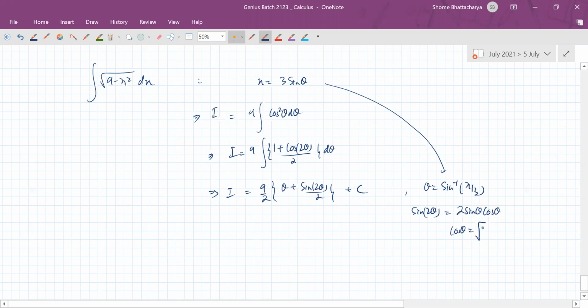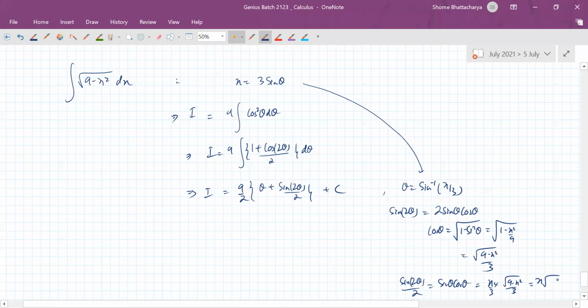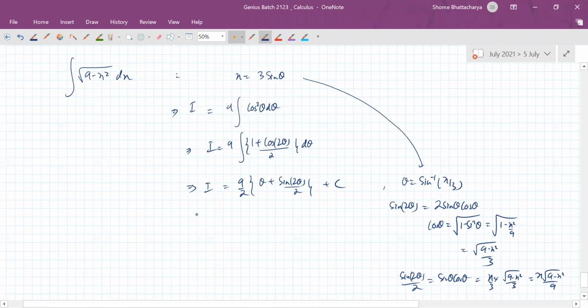become square root of 1 minus x square by 9. Okay, so sine 2 theta by 2, which is sine theta cos theta, would become x by 3 into square root of 9 minus x square by 3. So that would be x square root of 9 minus x square by 9. So this term would become like this.